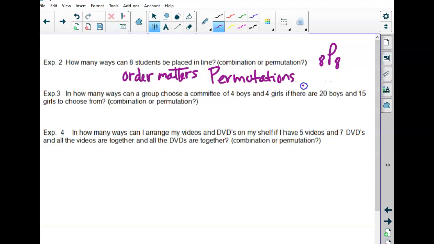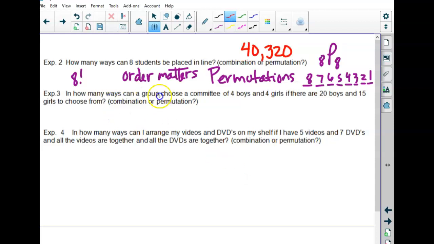But it's also 8, 7, 6, 5, 4, 3, 2, 1, because there's 8 people I can pick to go first, then 7, then 6, then 5. So you could also just use 8 factorial, or you could type 8 times 7 times 6 times 5 times 4 times 3 times 2. Anybody get an answer? 40320. Everybody good?